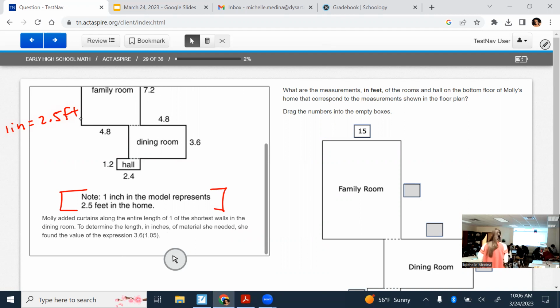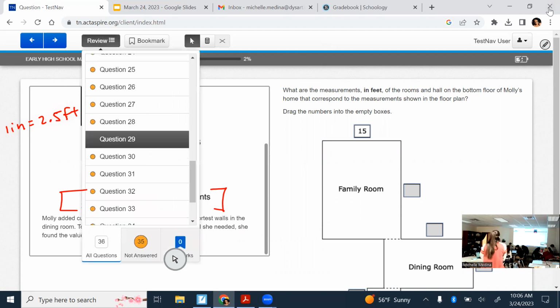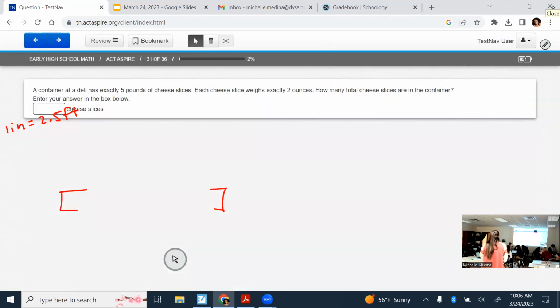Brianna? 31. Okay, so a container at a deli has exactly 5 pounds of cheese slices. Each cheese slice weighs exactly 2 ounces. How many total cheese slices are in the container? Enter your answer in the box below.